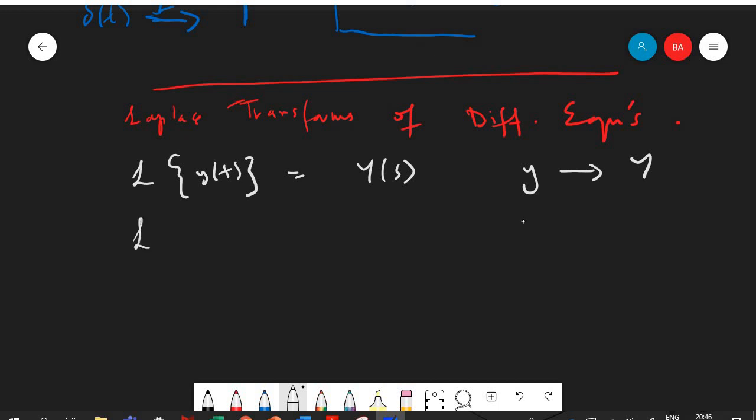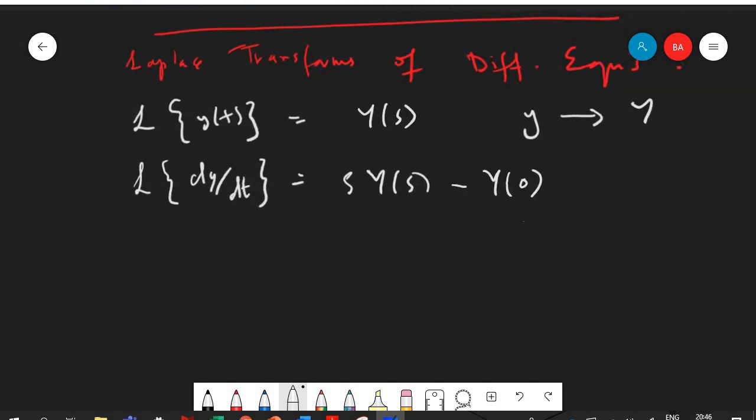And if you want to take the Laplace of dy by dt, so you're talking about the first derivative, this will be s y of s minus y at 0, which is the initial condition.